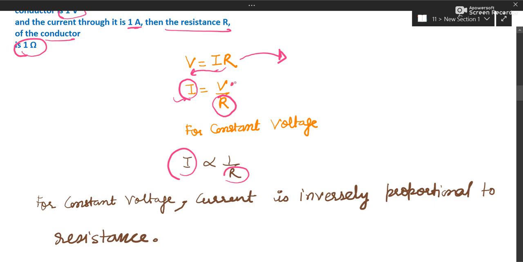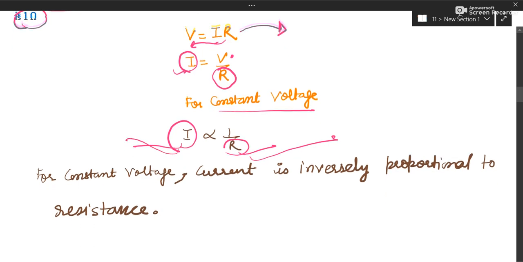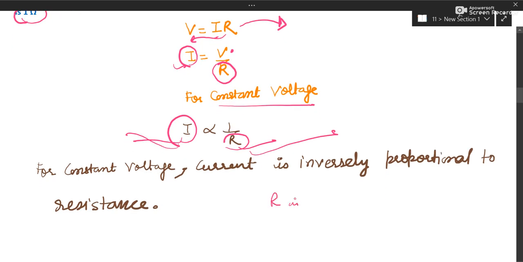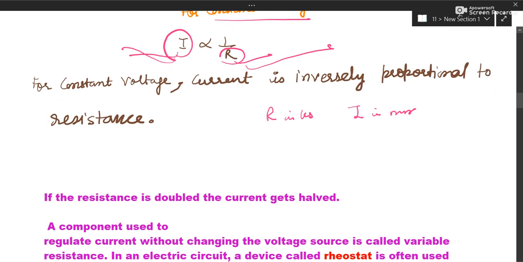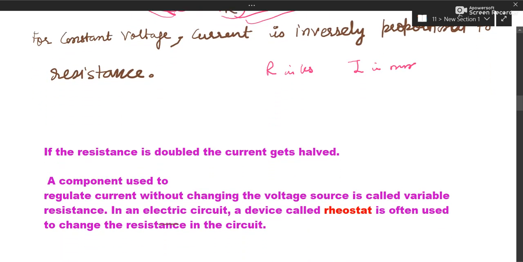Here the upper quantity, that is voltage, is kept constant. So what does it mean? If resistance is more, current will be less. If resistance is less, current will be more. Okay, so there are certain conditions in which we need to increase or decrease current. So for that purpose, we use an electrical component which is called rheostat.